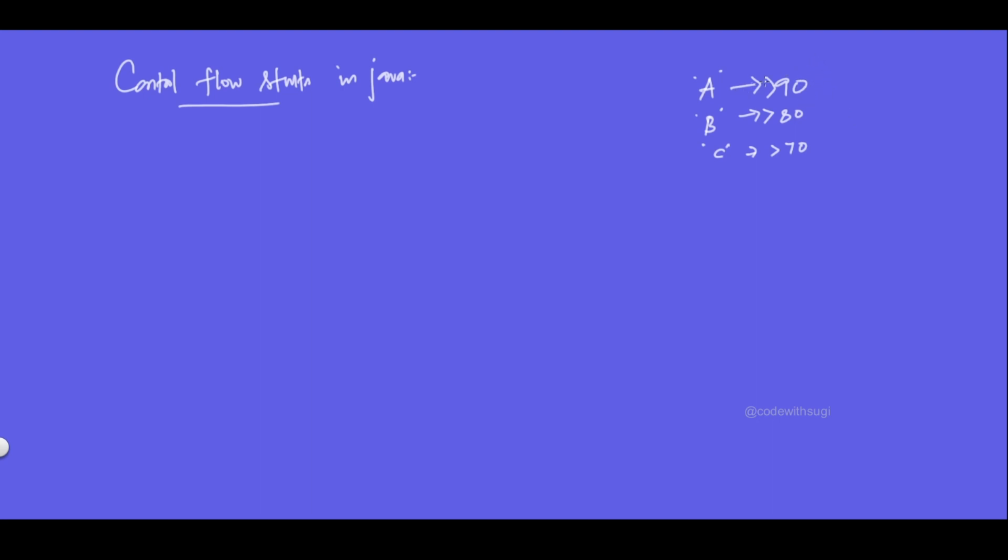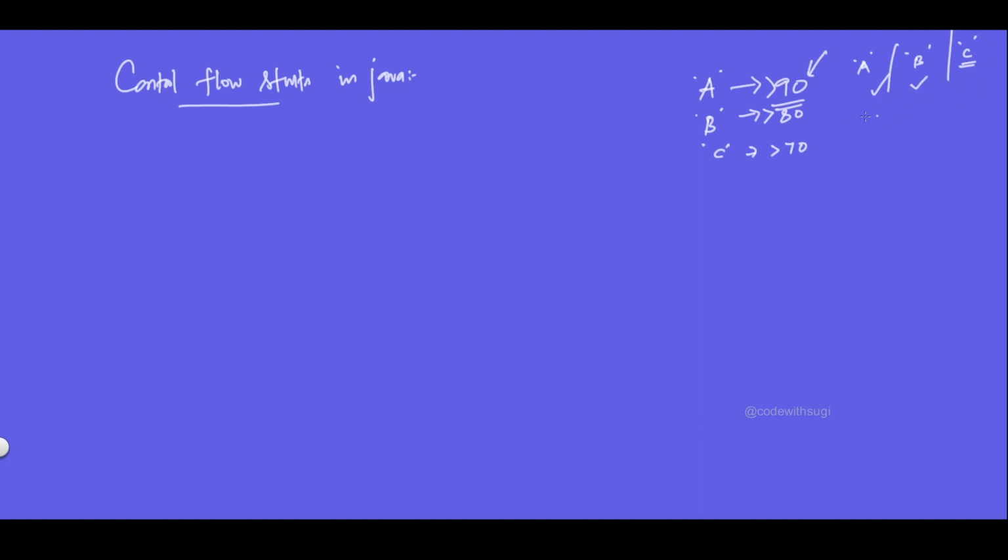In this case, we need to check this condition, right? If the entered mark is greater than 90, then you have to say A. If it is greater than 80, then you have to say B. If it is greater than 70, then you have to say C. And there may be a condition like, if it is greater than 90, we can directly say A. If it is greater than 80 and less than 90, then we have to say B. So there are so many conditions we have to check here, right?